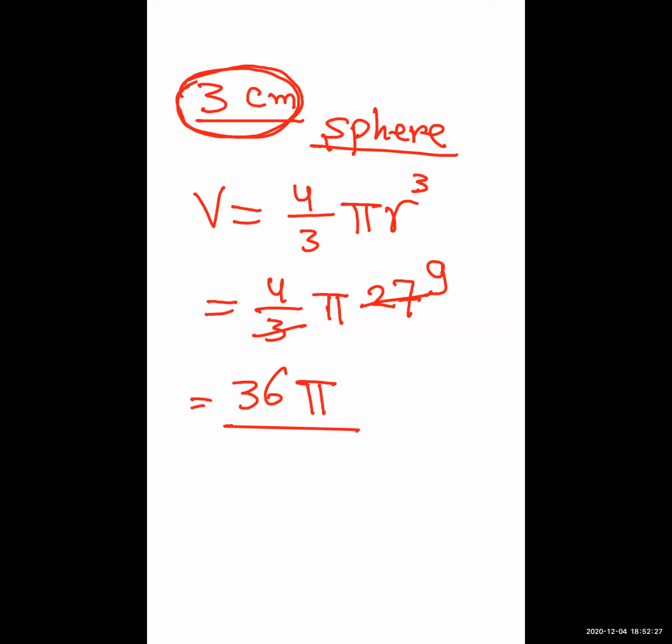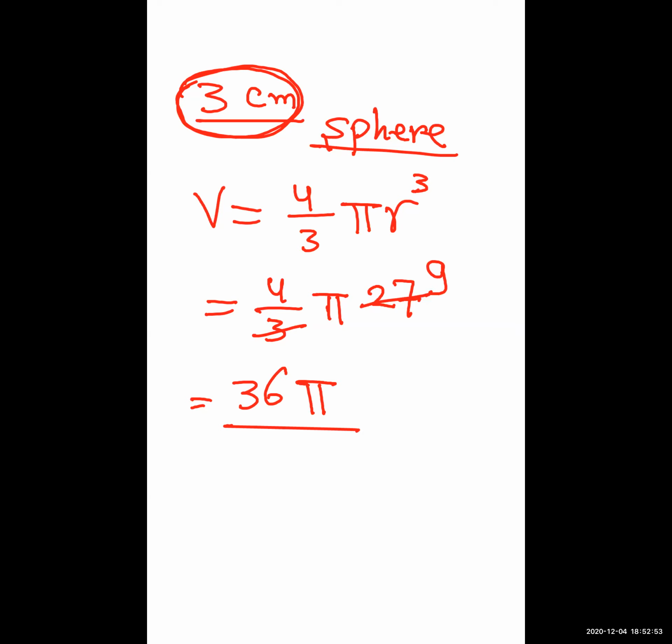Just one second, I have to check these numbers again. It's 4 over 3, okay, by r cubed. Yes, exactly. So this one, the volume of the sphere of diameter length 3 centimeters.